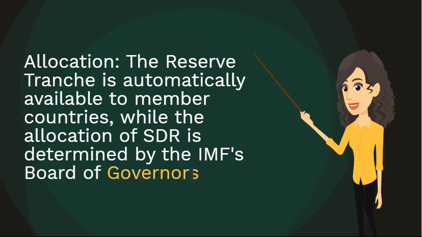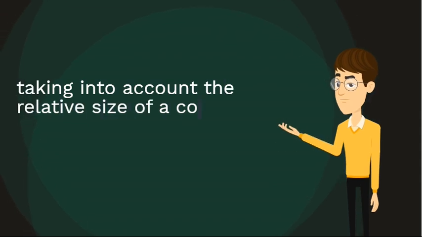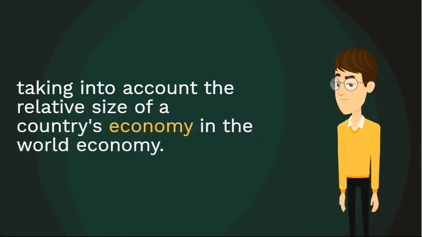Allocation. The reserve tranche is automatically available to member countries, while the allocation of SDR is determined by the IMF's Board of Governors, taking into account the relative size of a country's economy in the world economy.